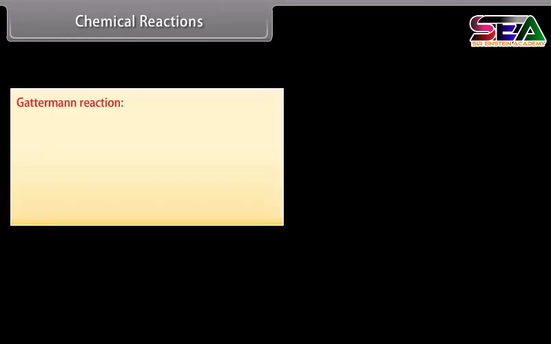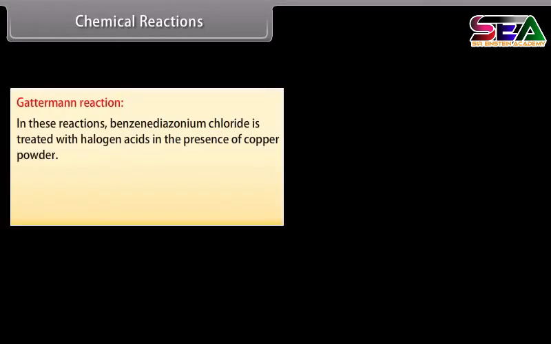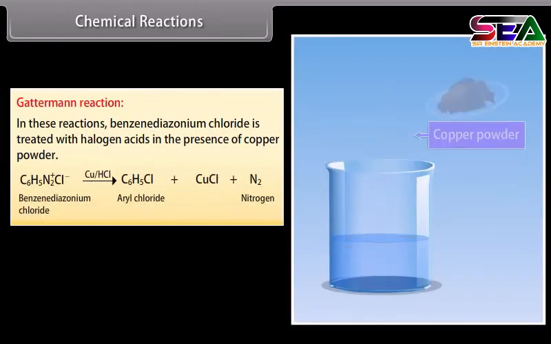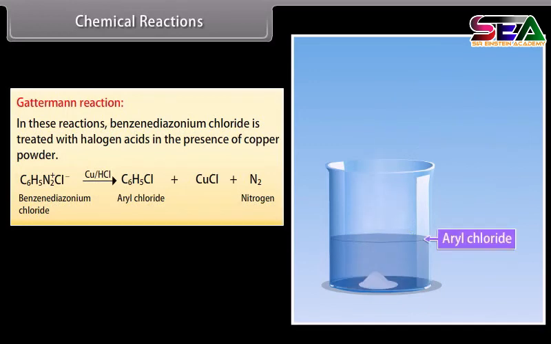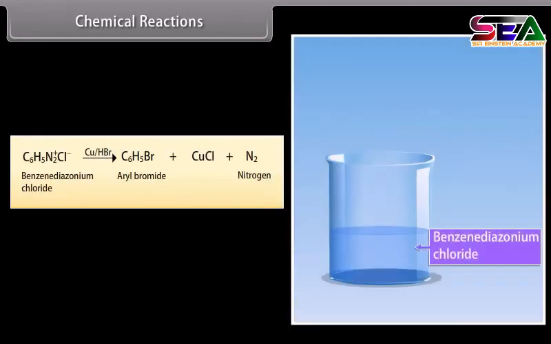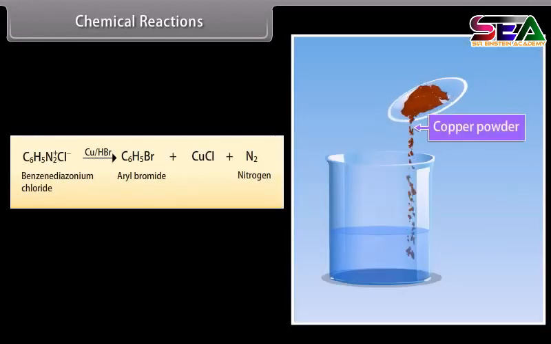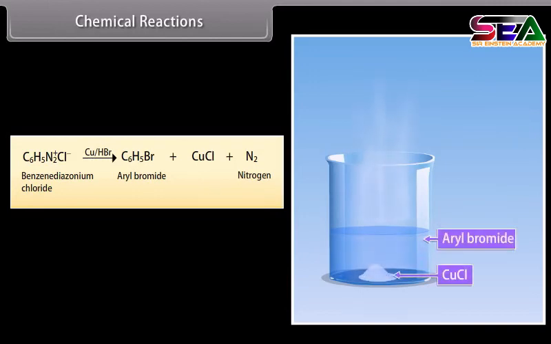Gattermann reaction. In these reactions, benzene diazonium chloride is treated with halogen acids in the presence of copper powder. Benzene diazonium chloride reacts with hydrochloric acid and copper powder, yielding aryl chloride, cuprous chloride and liberating nitrogen gas. Benzene diazonium chloride reacts with hydrogen bromide and copper powder, yielding aryl bromide, cuprous bromide and liberating nitrogen gas.